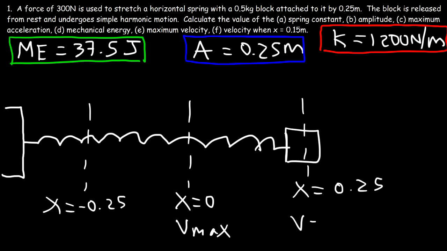On the right side, the velocity is zero. On the left side, it's zero. Now, at the center, the acceleration is zero. But at the edges, the acceleration is at its maximum value.